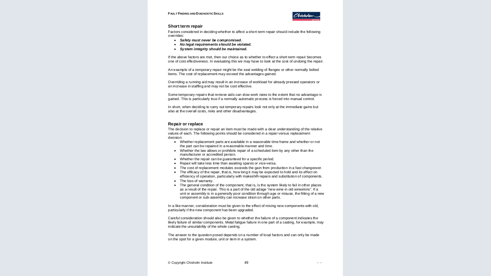Then the short-term repair: these are repairs that can be done. First, we consider whether to decide, but the short-term repair should include the following: safety and legal requirements should not be violated, and system integrity should be maintained. So that is how these things should be done. And then repair and replace.